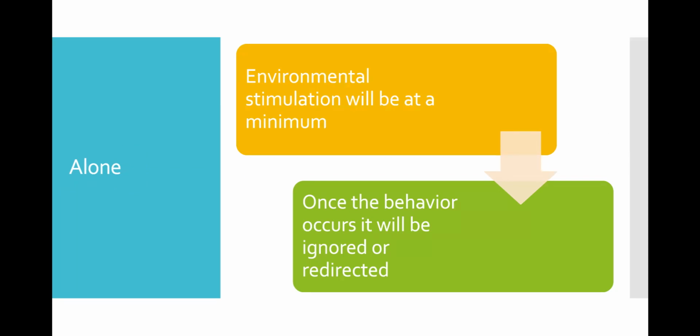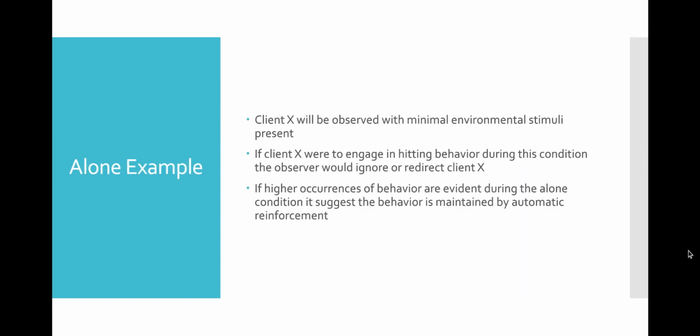In our alone condition, environmental stimulation will be at a minimum. Once the behavior occurs, it will be ignored or redirected. So for example, client X will be observed with minimal environmental stimuli present. If client X were to engage in hitting behavior during this condition, the observer would ignore or redirect client X. And if higher occurrences of behavior are evident during the alone condition, it may suggest that the behavior is maintained by automatic reinforcement, which may call for further analysis.